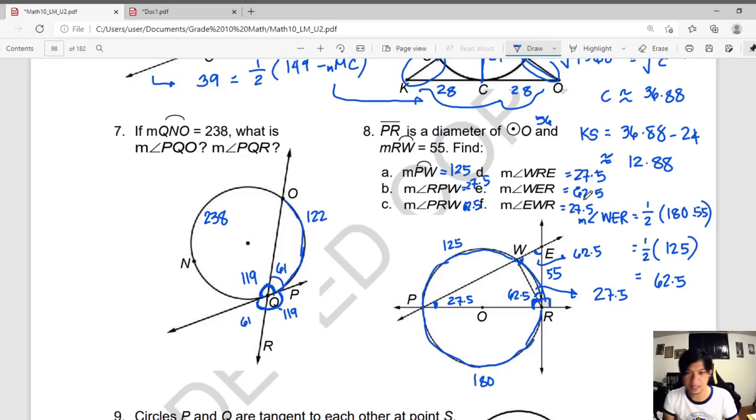Tanda natin. Alis na natin itong mga nilagyan natin ng note. Ayan. So, ito, ang measure kasi nito is 55. Ang hinahanap natin, anong measure nito? Itong angle formed, EWR. So, we can use the theorem number 5. So, kunin lang ninyo ang one half ng 55. So, 27.5. Okay? So, that is the answer. Ito na po yung mga answers natin sa ating given.